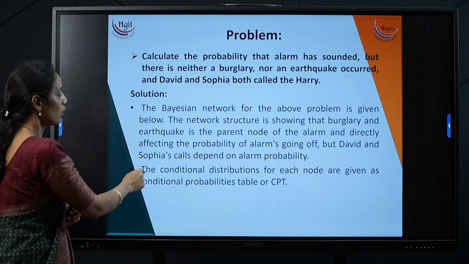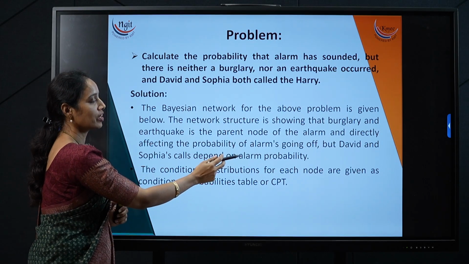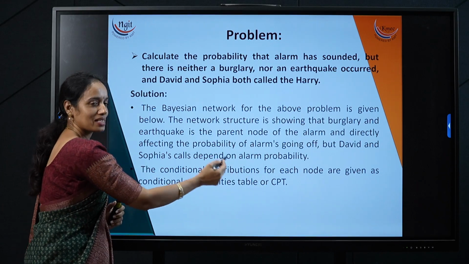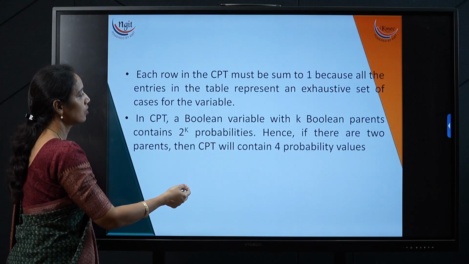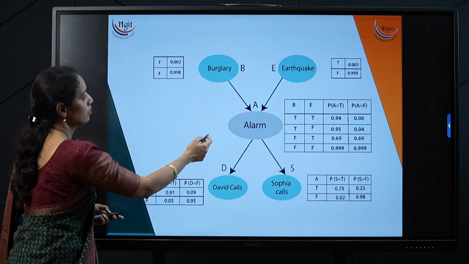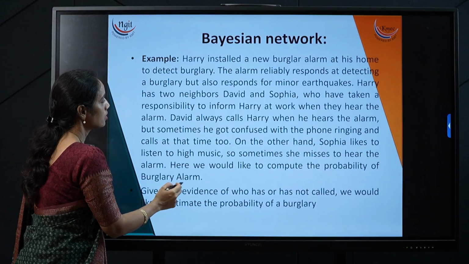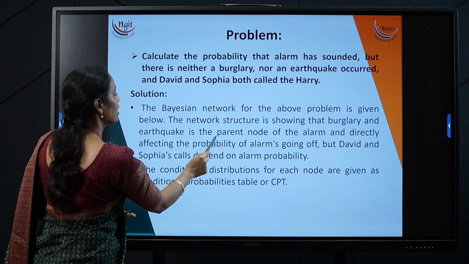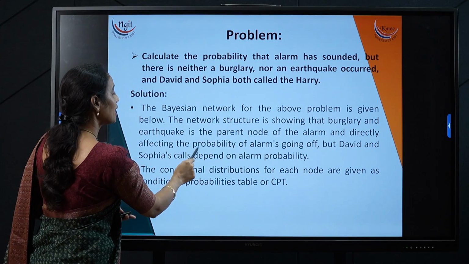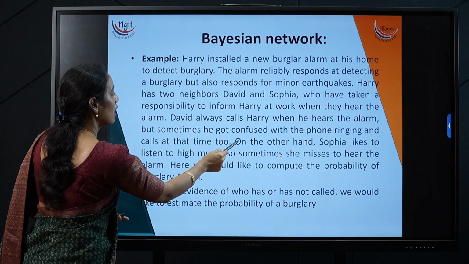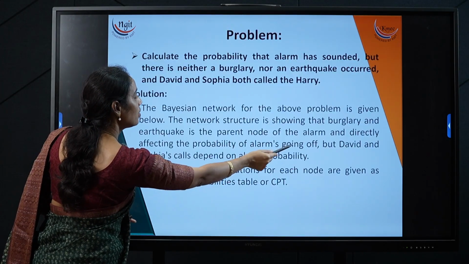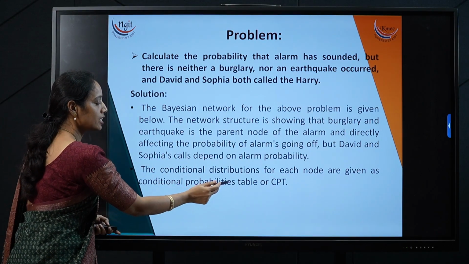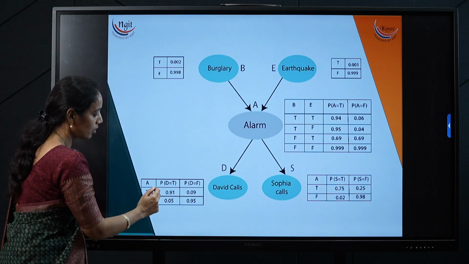So for this, what we have to do is, the conditional distributions for each node are given as a conditional probability table, or simply we call it the CPT, as I showed earlier, the diagram, this one. So see here, burglary and earthquake are the parent nodes of the alarm, directly affecting the probability of the alarm going off, and David and Sophia calls depend on the alarm probability. So this is the conditional probability table, or simply the CPT.